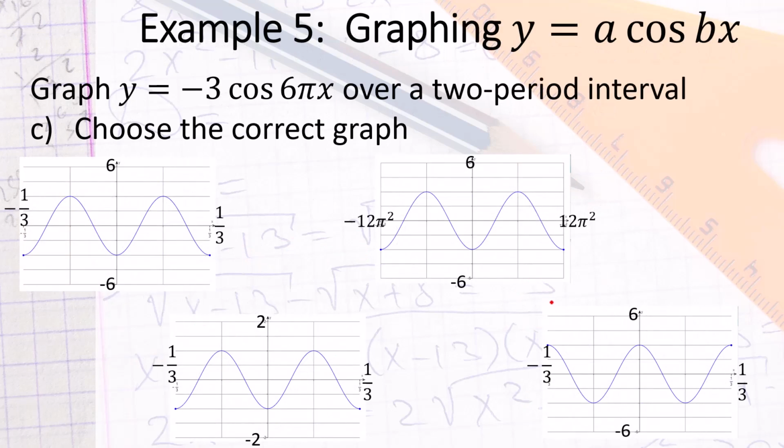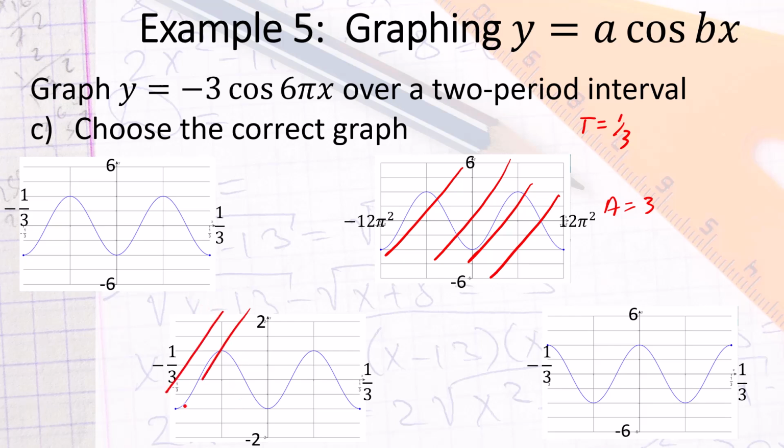So here we are. Once again, we have to choose the correct graph. What we already know is that the period has to be 1/3. This is 12 pi, so this cannot be the graph. The amplitude has to be equal to 3. It has to vary between negative 3 and 3. This one varies between negative 3 and 3. This one varies between negative 3 and 3. This one does not. This one only varies between negative 1 and 1. This has the incorrect amplitude, so it can't be the correct graph.